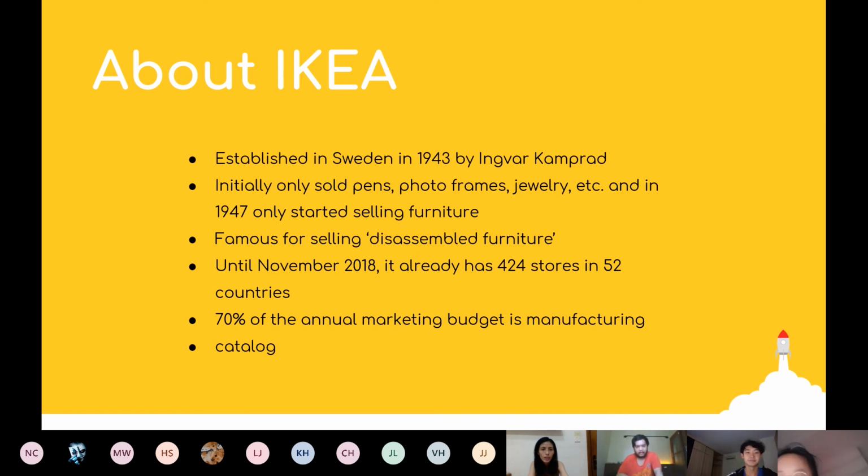Okay, so about IKEA, which I often see at the store in Alam Sutra, I believe it's called. IKEA is a Swedish company founded by Ingvar Kamprad. I hope I pronounced it right. In 1943, the company used to sell things like pens, photo frames, jewelry, and many more. And in 1947, they started selling a unique kind of furniture called disassembled furniture. Disassembled furniture is like playing a puzzle, but instead you put it on the wall with a frame, you put it on the floor and enjoy your life. Okay, next.